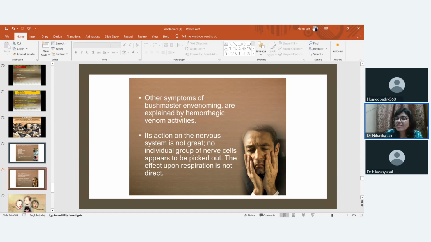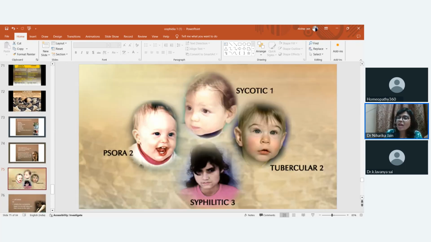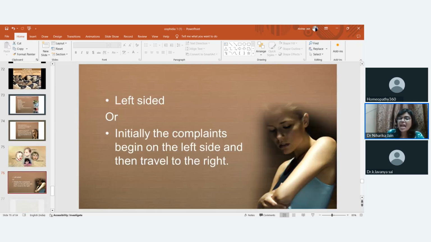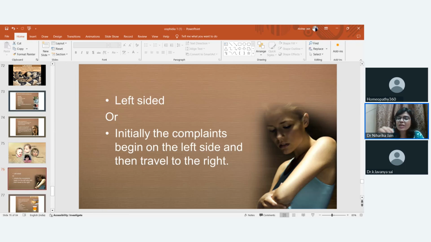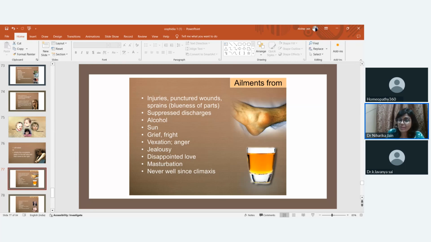The action on the nervous system is not great. No individual group of nerve cells is picked out, and respiration is not affected directly. They can have psychotic, psoric, syphilitic and tubercular miasms; all the miasms you can see in Lachesis. Complaints are left-sided, beginning on the left side and traveling to the right. Causes include injuries, puncture wounds, suppressed discharges, alcohol, sun, grief, fright, jealousy, disappointments in love, masturbation, and never well since the climax.